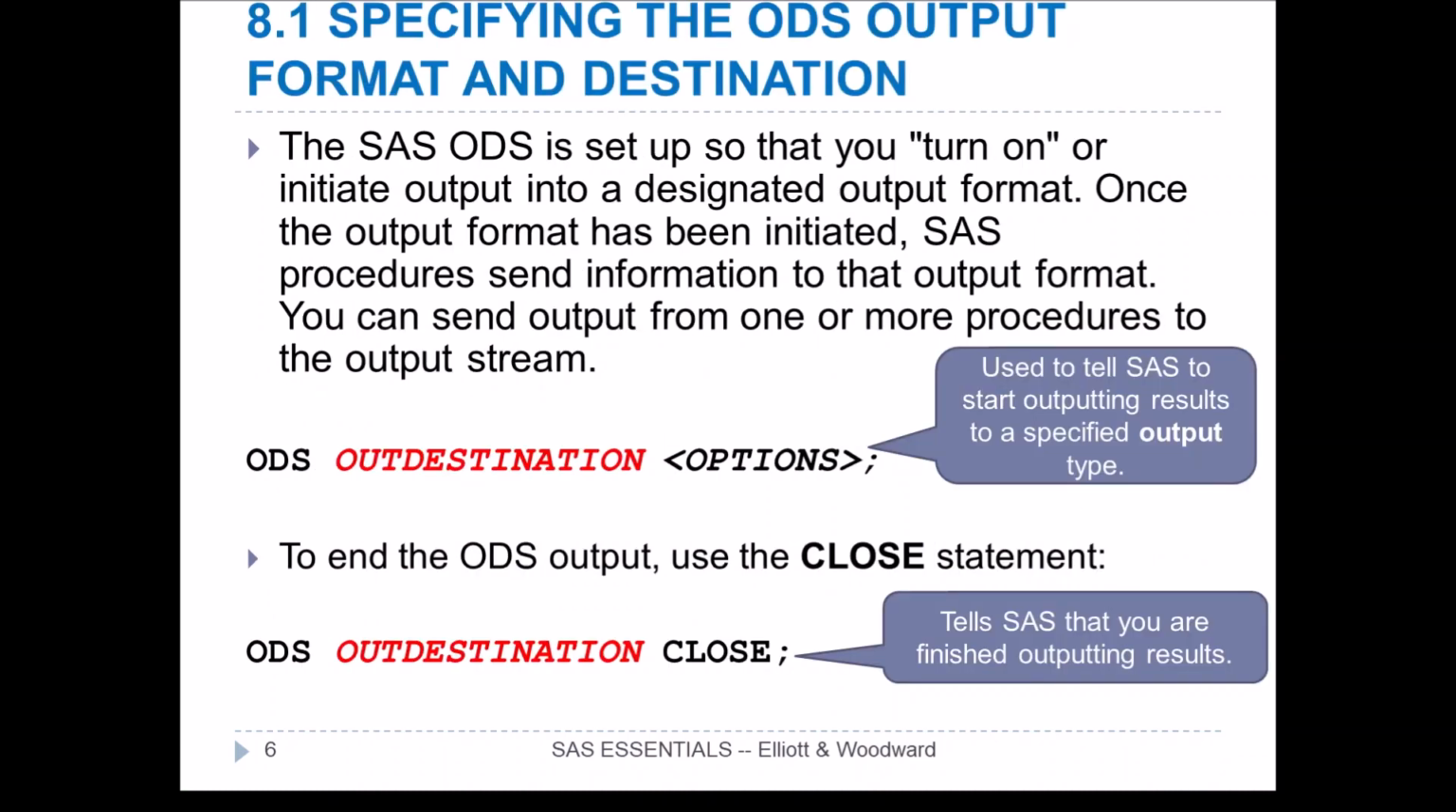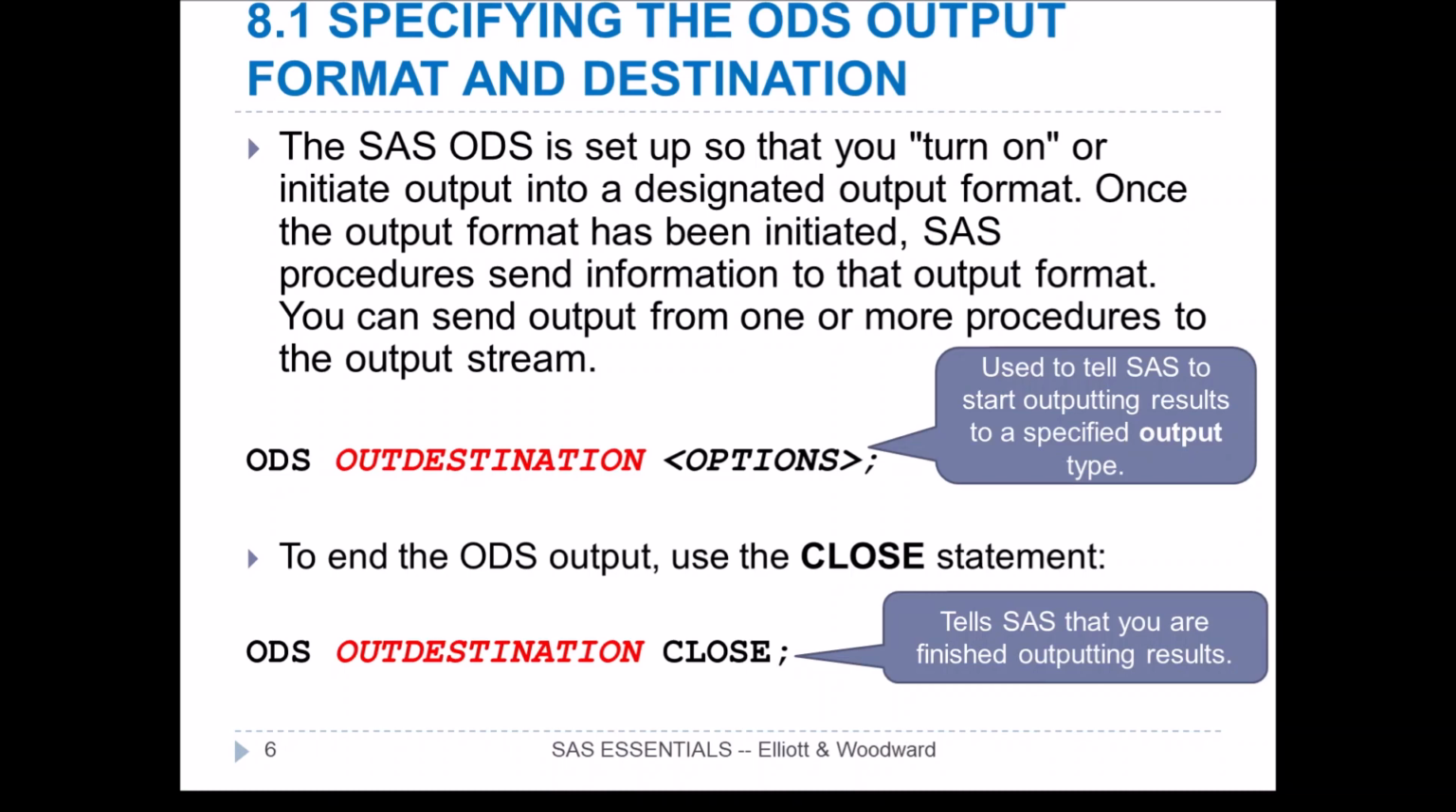So let's look at section 8.1 from the text, specifying the ODS output format and destination. The SAS ODS is set up so that you can turn on or initiate output to some specific output format. Once the output format has been initiated, SAS procedures then send information to that output format. You can send output from more than one procedure to the output stream before you close it. And the way that works is using this syntax.